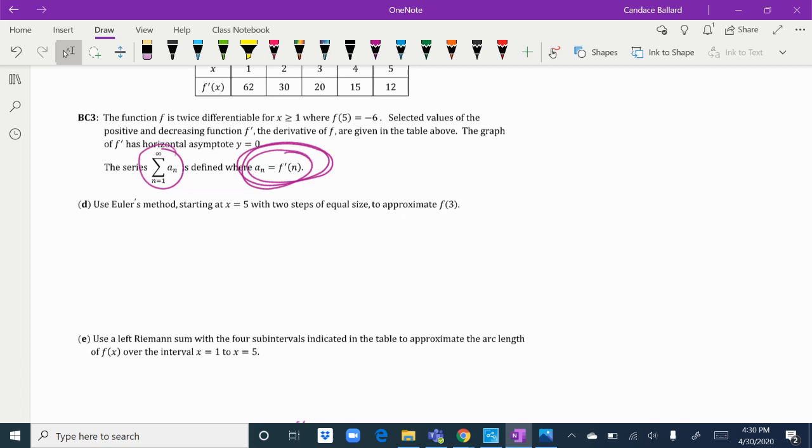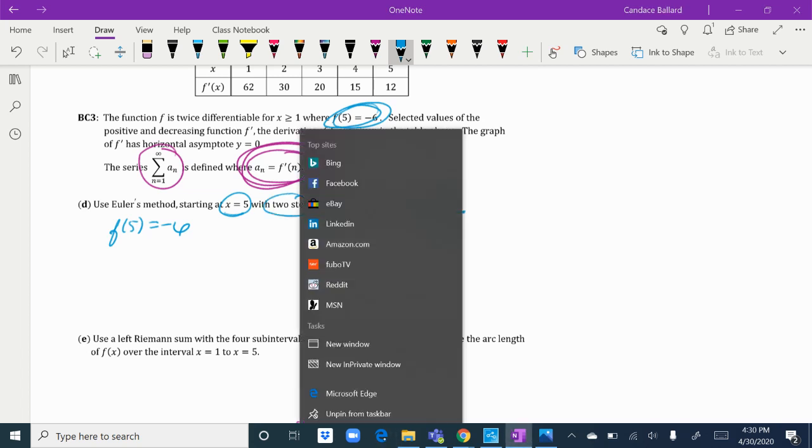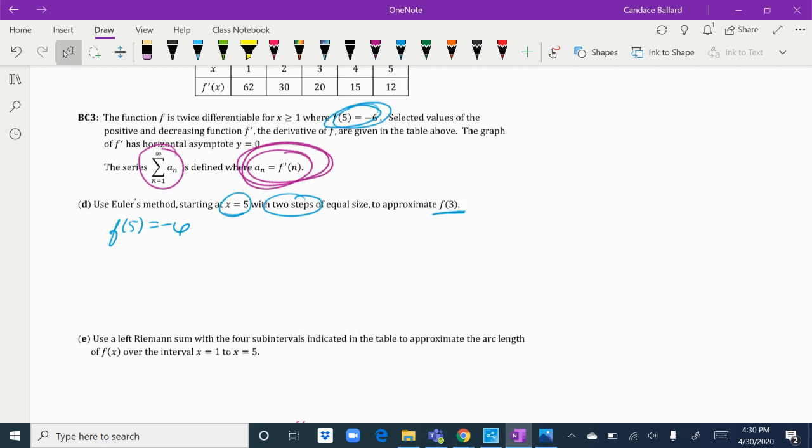Okay. You have to start with a starting point, and it says we're starting at x equals 5. In the problem, remember, it says right here what that is. So we're going to do f of 5 equals negative 6. We have to approximate f of 3. It says we're only using 2 steps. So we're going to go down to f of 3. If we're only using 2 steps and we're starting at 5, that means that my middle step has to be 4.